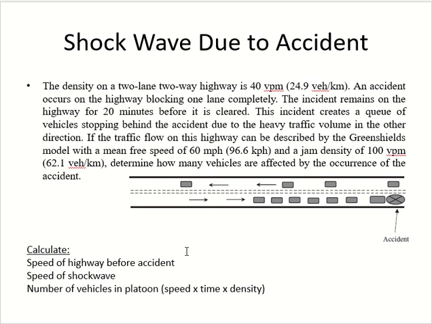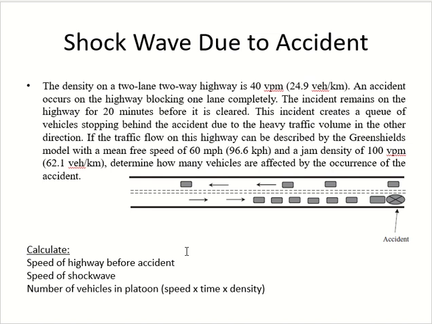So if the flow on this highway can be described by the Greenshield model, then how many vehicles will be affected by the occurrence of the accident? So now they are saying don't use the general equations, use the equations which we derived with the Greenshield model.